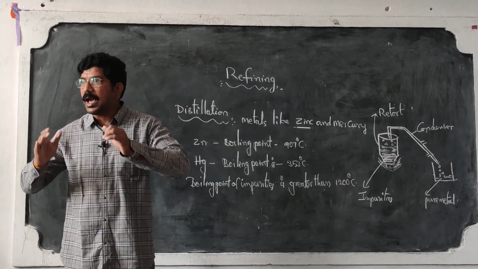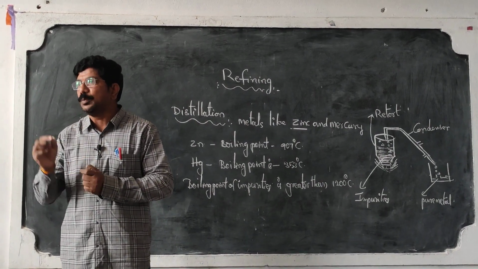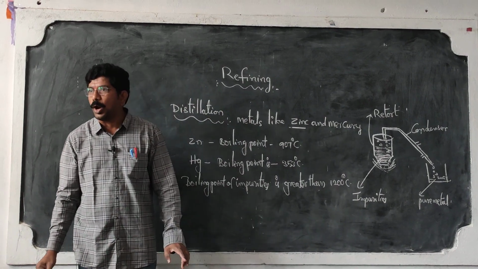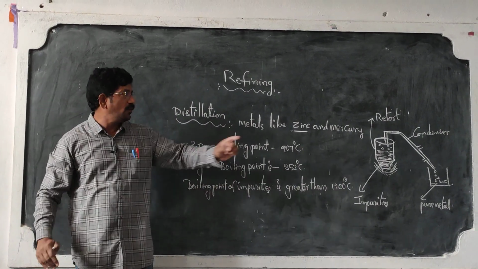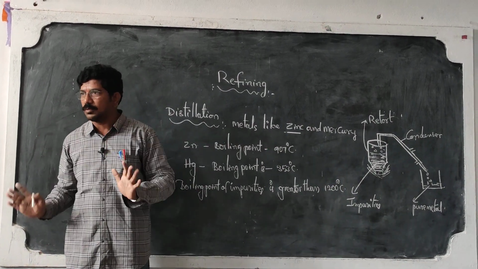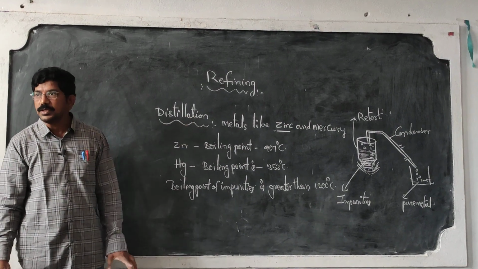They are not easily vaporized because of the high boiling point of the impurities. Only the metals, because of their low boiling point, get vaporized, and those vapors are condensed and collected in a separate chamber. Are you clear? This process is known as distillation.